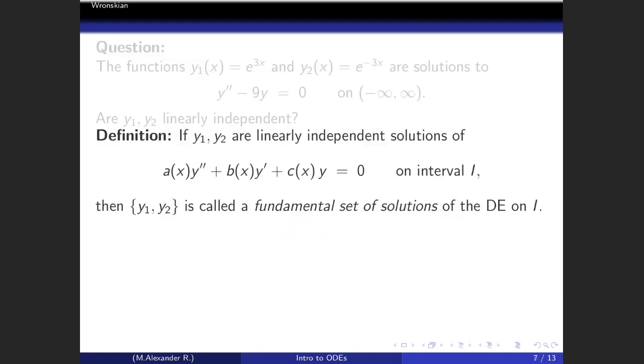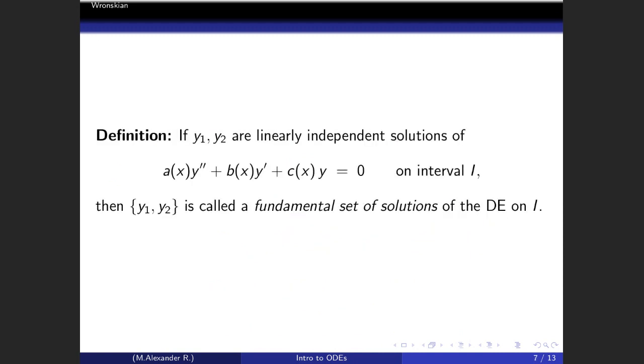All right, so now let me give you just a little bit more definition going back to the differential equation. Remember, we're dealing with a homogeneous differential equation. And so far, we have talked about y1, y2 being solutions, but now we're going to add a little bit to the story. So previously, we said that the y1, y2 were solutions to the differential equation. Now we're adding the adjective of linearly independent solutions.